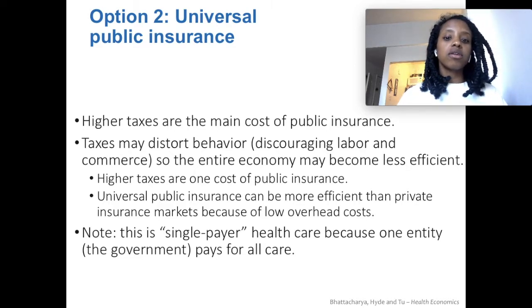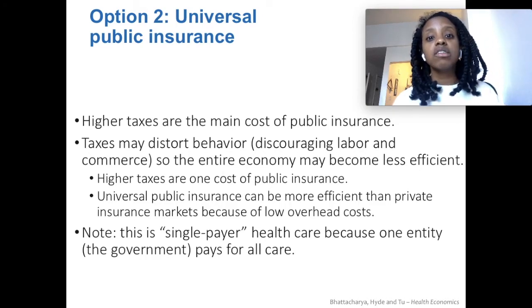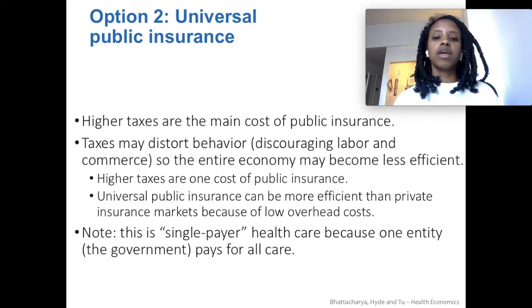That doesn't necessarily mean, overall, that it's not efficient. It could be that universal public insurance is more efficient, even if it introduces an inefficiency for the highest income households in them making more money. It could be overall efficient if it drastically reduces inefficiencies in other parts of the healthcare markets. And this is what they call single payer healthcare, because one entity, that is the government, is going to be doing all of the paying for the healthcare.